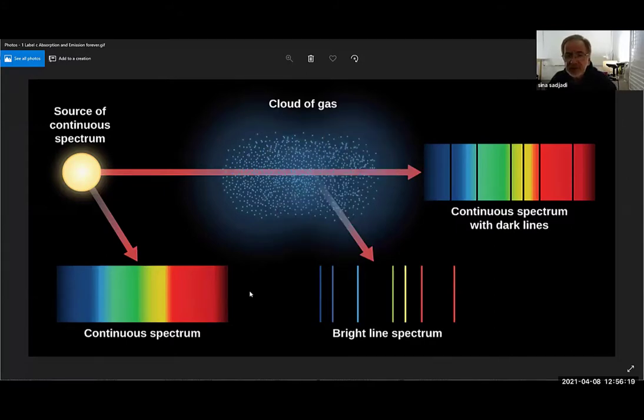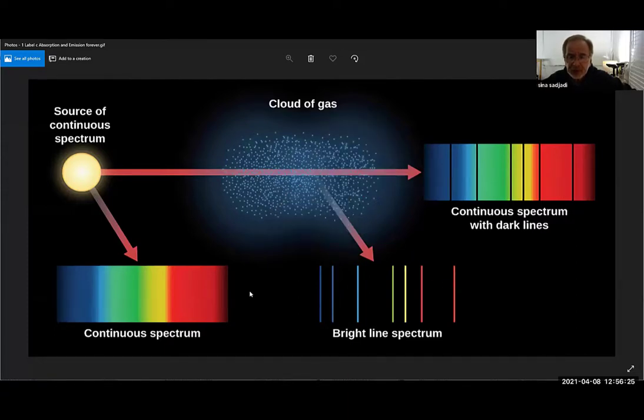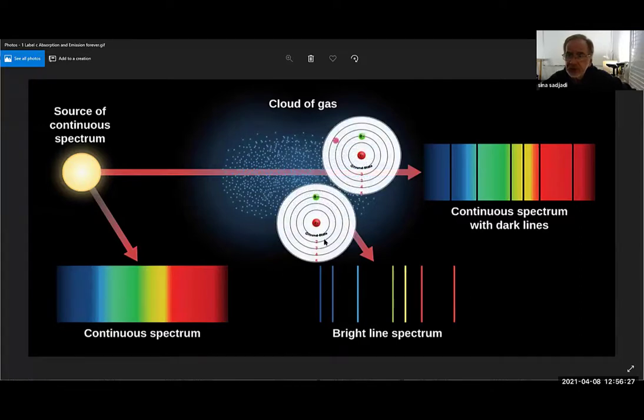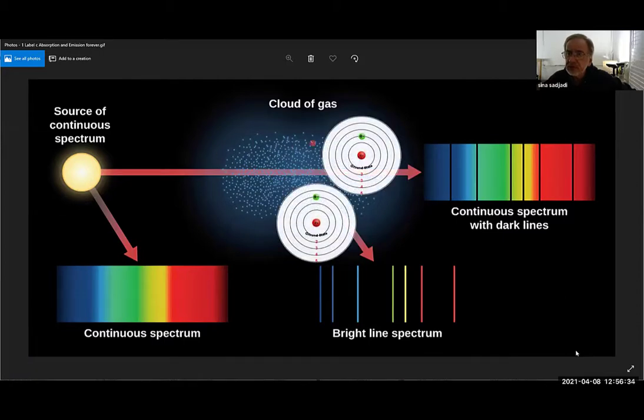So this is a GIF I made for explaining how absorption and emission spectra work. Why is there an emission spectra? Why is there an absorption spectra? Can I get rid of this? How do I get rid of this thing here?